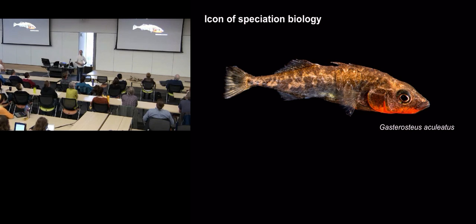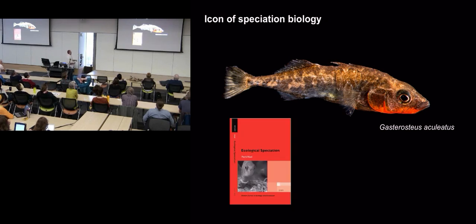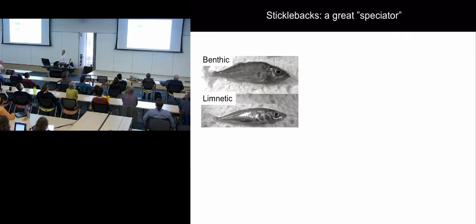So this is a sort of famous model system in speciation studies now, and it's so famous, in fact, that if you look at a recent book on speciation, like Patrik Nosil's book on ecological speciation, you find a three-spine stickleback doing something over a nest on the cover of this book. So this is a famous study system for speciation research.